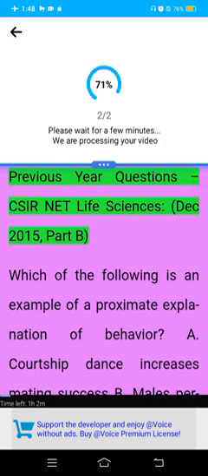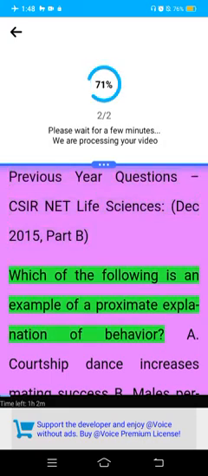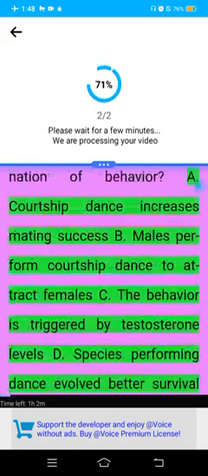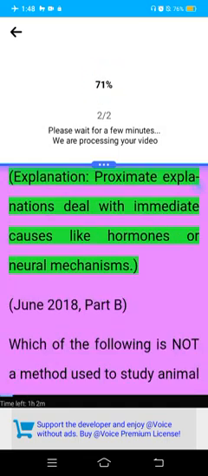Quiz year questions, CSIR-NET Life Sciences, December 2015, Part B. The following is an example of approximate explanation of behavior. A. A courtship dance increases mating success. B. Females perform courtship dance to attract females. C. The behavior is triggered by testosterone levels. D. These species performing dance evolve better survival traits. Answer, C. Explanation. Proximate explanations deal with immediate causes like hormones or neural mechanisms.